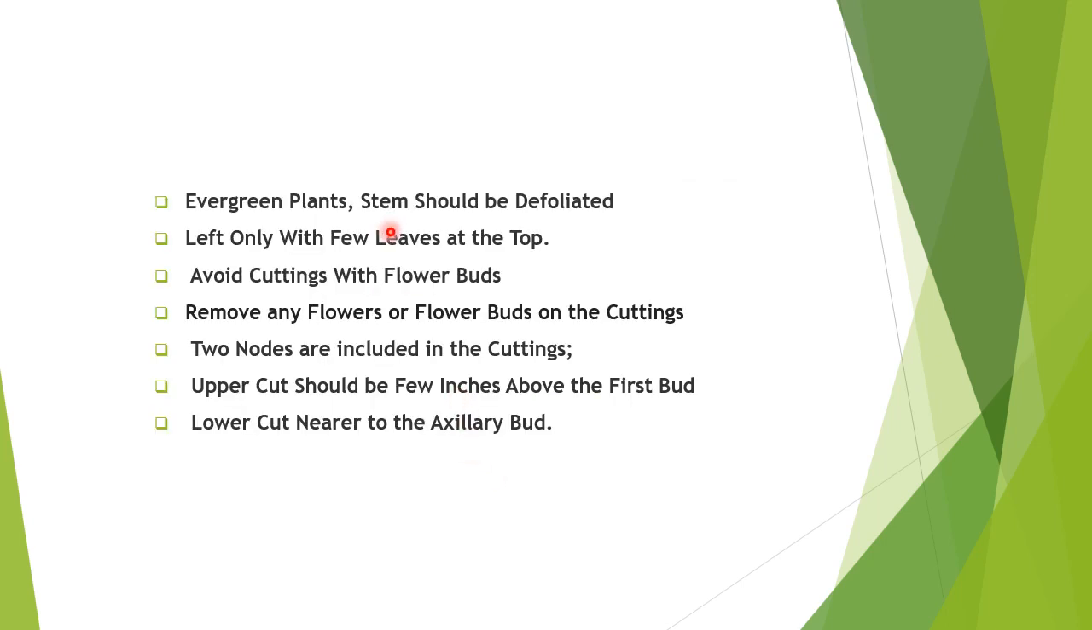For evergreen plants, stems should be defoliated, left only with a few leaves at the top. Avoid cuttings with flower buds. Remove any flowers or floral buds on the cutting. 2 nodes are included in the cuttings. The upper cut should be a few inches above the first bud, as I have mentioned in the diagram, and the lower cut nearer to the axillary bud.